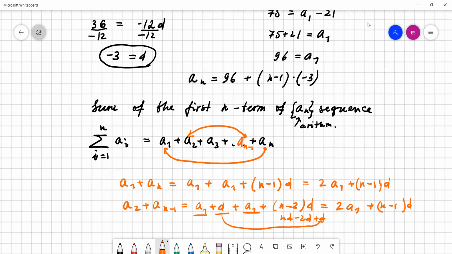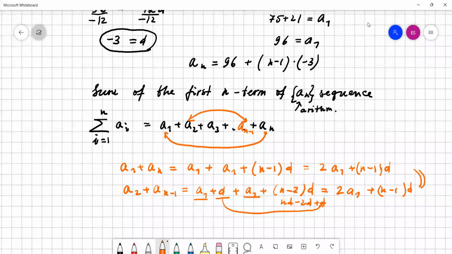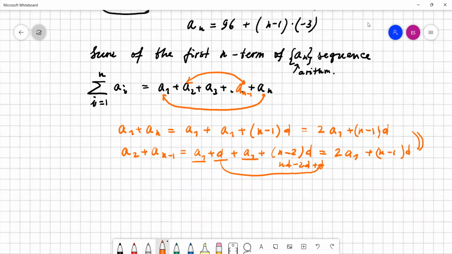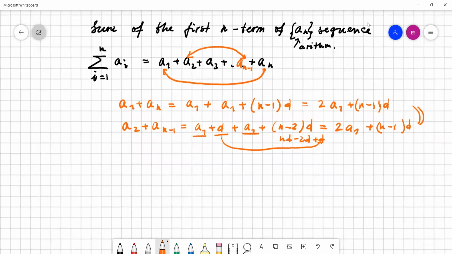If you compare these two numbers, they're exactly equal. And actually all pairs of numbers which are the same number of terms away from the ends are going to give you the same number. What does it mean for us? Well, we just need to count how many pairs we have, multiply by one pair, and divide that number by 2. So how many pairs do we have?